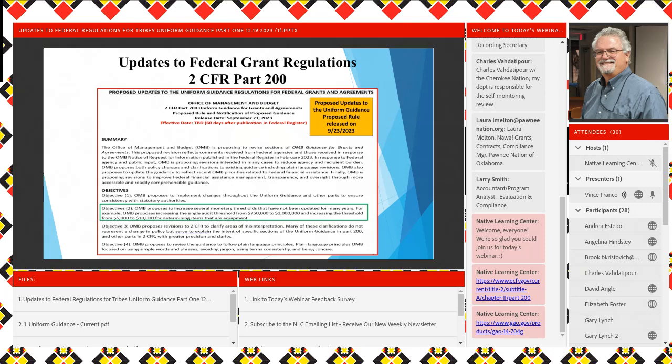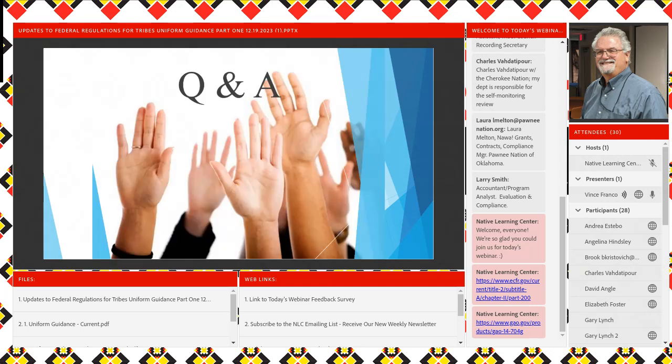I strongly suggest using it, but only use it after you've gone through this type of training, because you need a baseline to be able to look at what the changes are. If that makes sense. Some of the changes might not make any sense to you if you don't know what the current regulation is right now. And that's what we're going to try to do. Go through them. Questions so far?